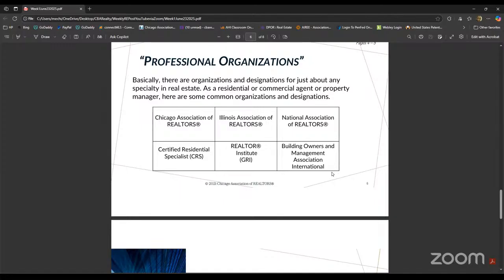As a residential or commercial agent or property manager, here are some common organizations and designations. We have the Chicago Association of Realtors, the Illinois Association of Realtors, and the National Association of Realtors. The Chicago Association of Realtors can certify you as a Certified Residential Specialist, a CRS. The Realtor Institute, the GRI, comes from our Illinois Association of Realtors, and the Buyers and Owners and Management Association International will come from the national, which is for everyone, every state from Alabama to Wyoming. So these are the professional organizations that support the professions that we talked about. That would really cover it for the professions and organizations.